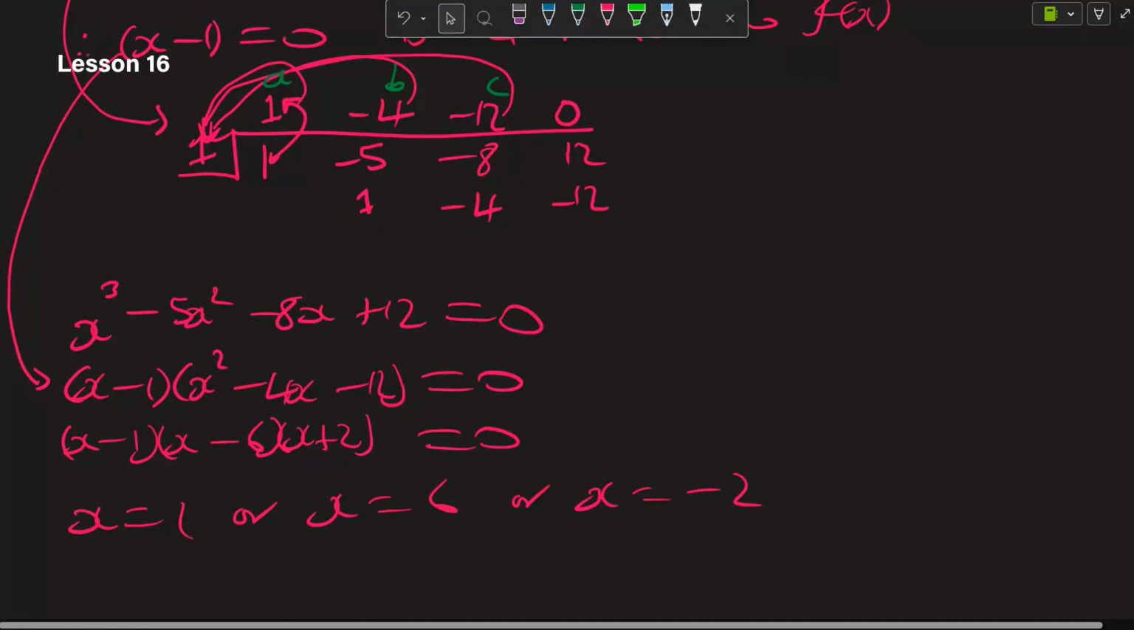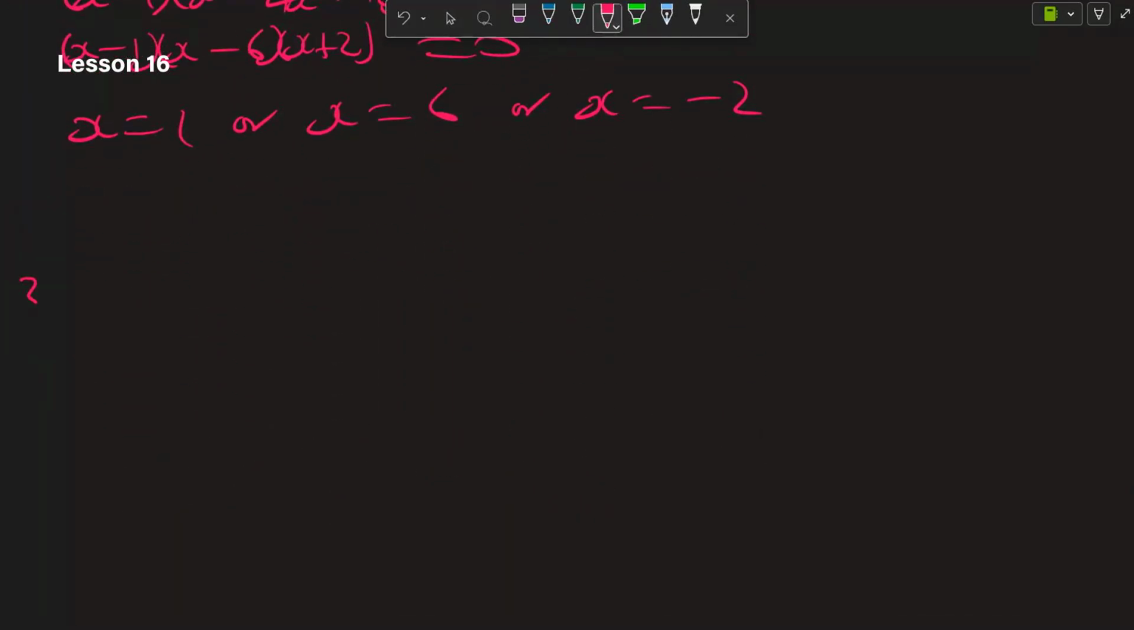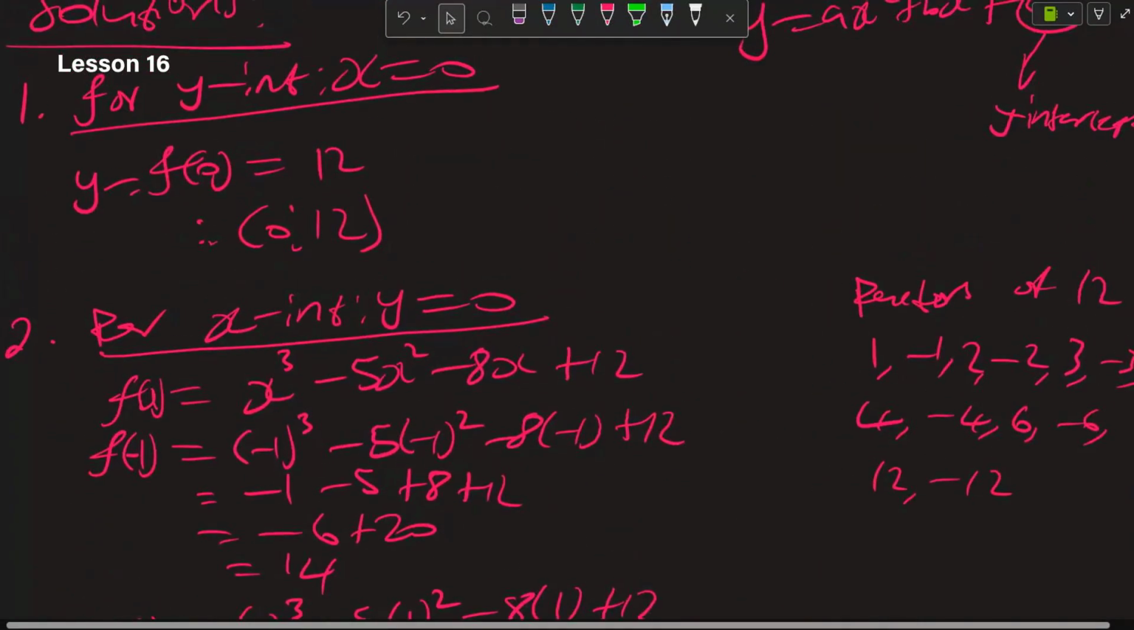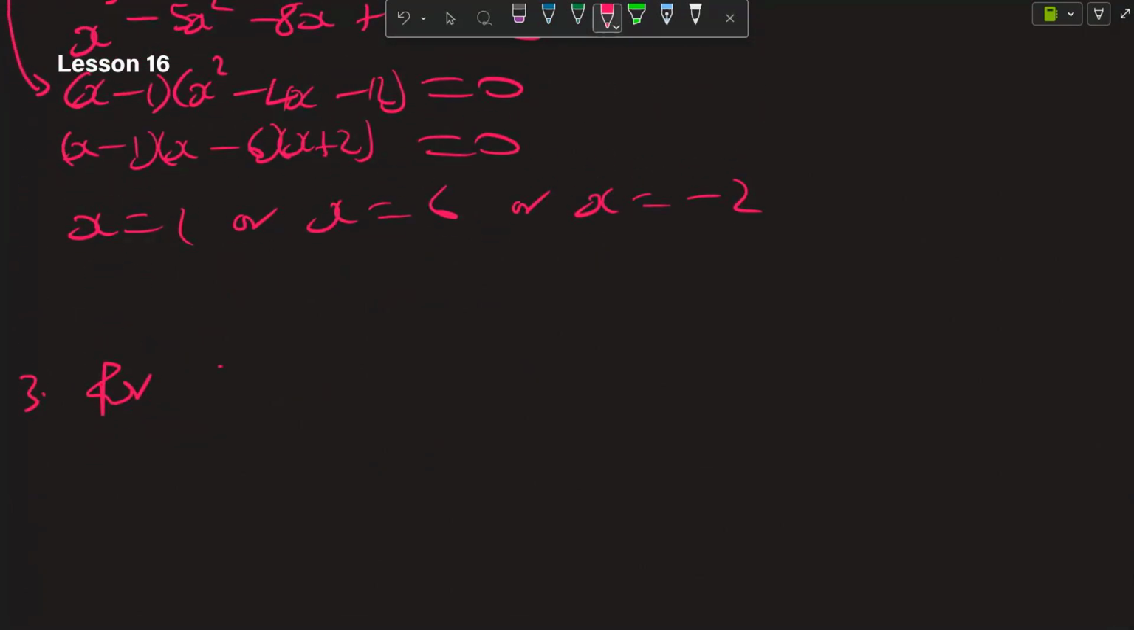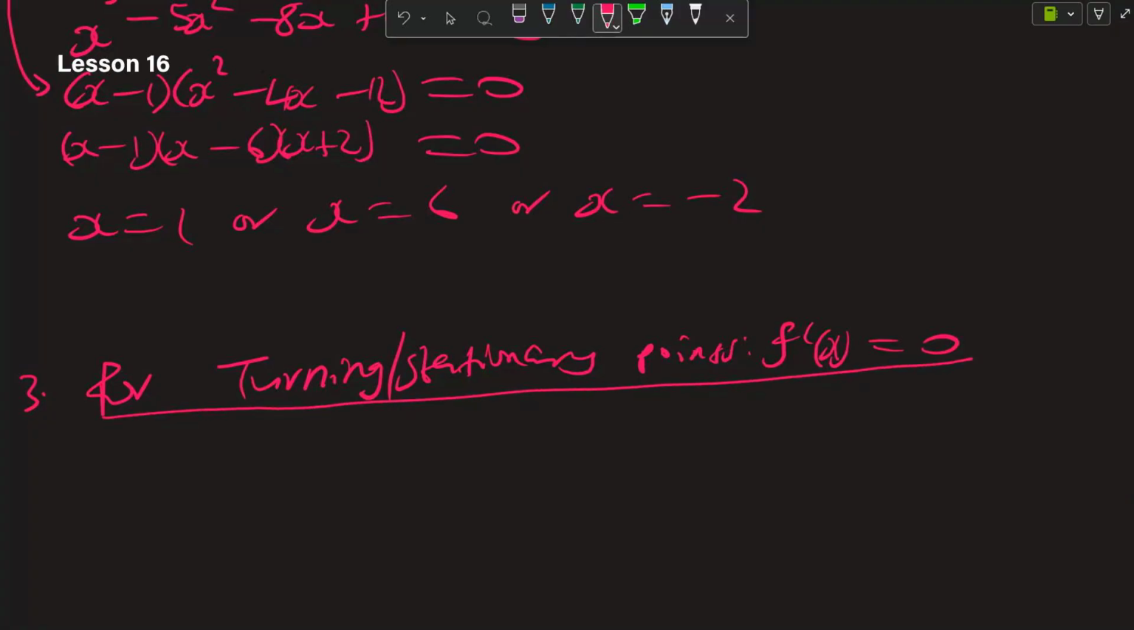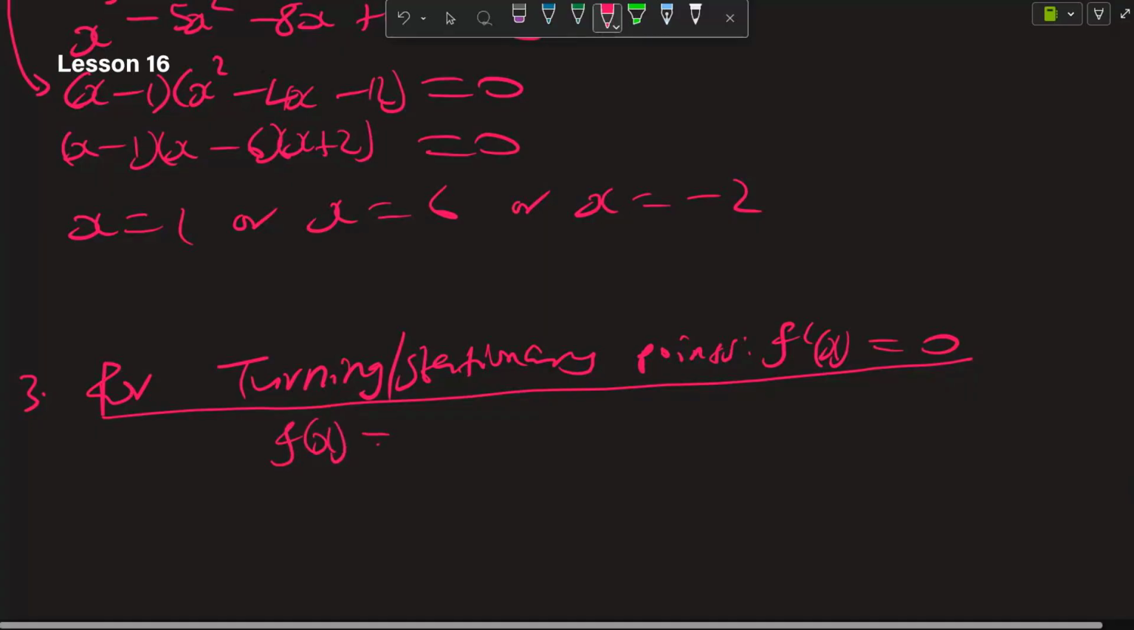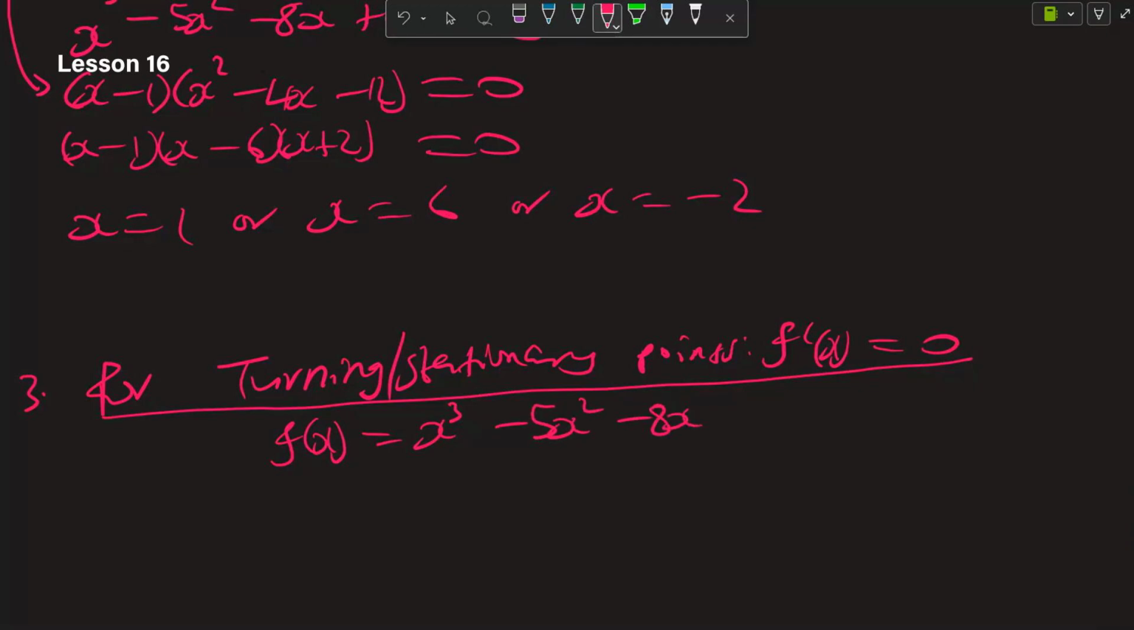We just found our y-intercept and our x-intercepts. Now let's look for the turning points. That's condition number 3. So you're going to say for turning or stationary points, the first derivative is 0. I've demonstrated that in the previous lesson, that the derivative at the turning point is 0. So now let's have our function there.